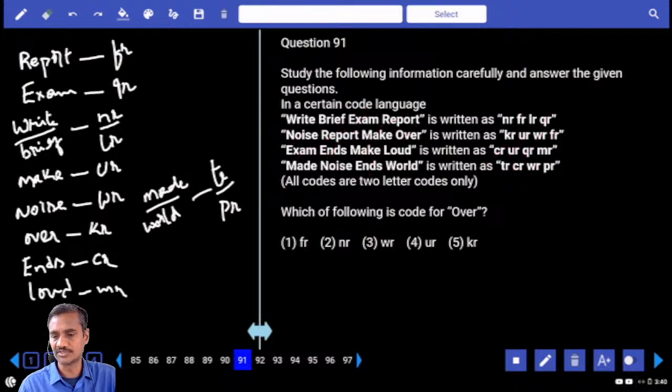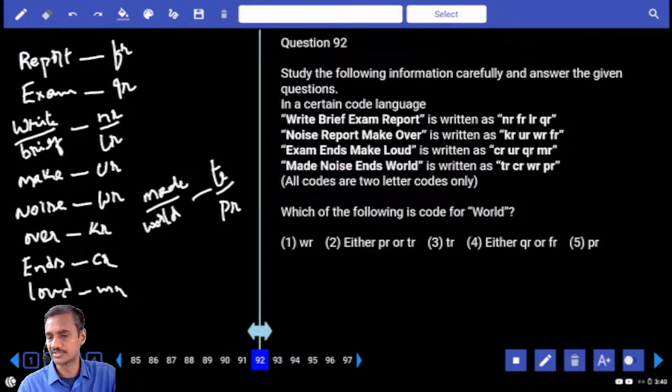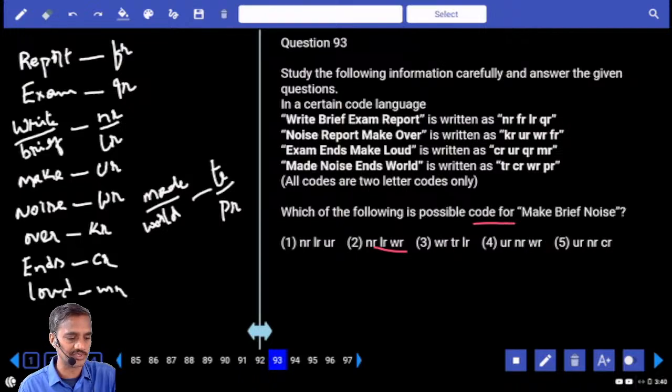Then, which of the following is the code to the word over? KR, choice 5, question number 91. And 92, which of the following is the code for the word world? The code to the word world is TR or PR, choice 2, 92.